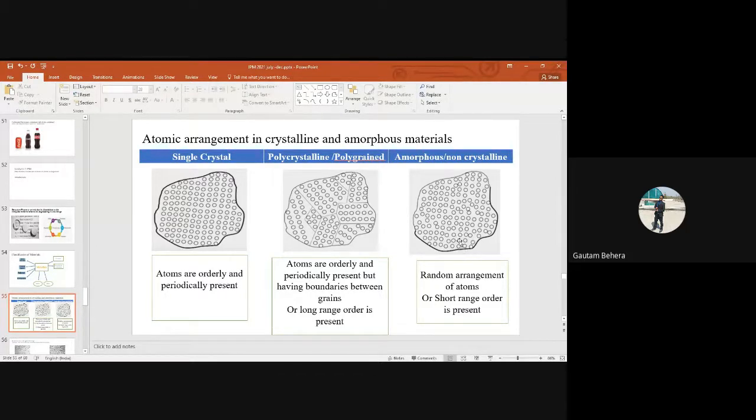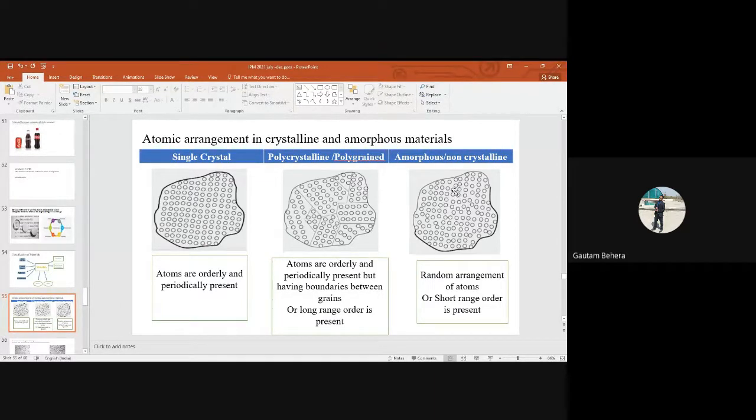Suppose I am considering this part. You can see there is some ordered arrangement present, but the ordered arrangement is getting lost over here. The arrangement has changed, right? Suppose I am considering this one, for example. Here the arrangement is ordered, but the moment you move up to this distance, there is some randomness present over here, right?